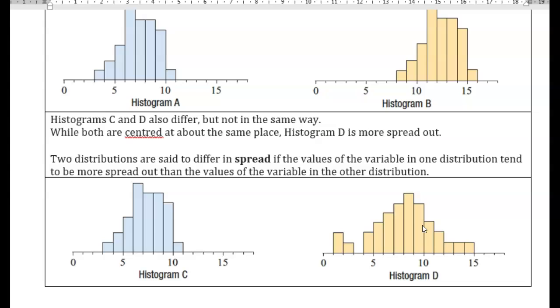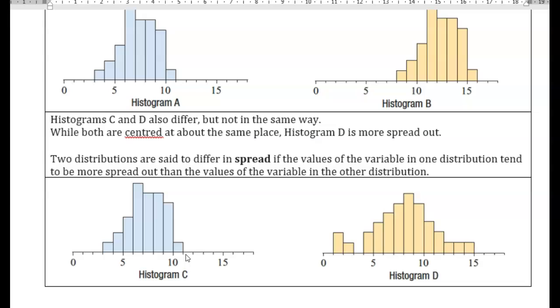All right, so histograms C and D below also differ, but not in the same way. While both are centered at the same place, just before 10, between 5 and 10, histogram D is more spread out, so it has a greater range. Range is just the difference between your smallest value and your largest value. This one goes from 1 to 15, whereas this one has a smaller range, so it's less spread out. It goes from 4 to 11.